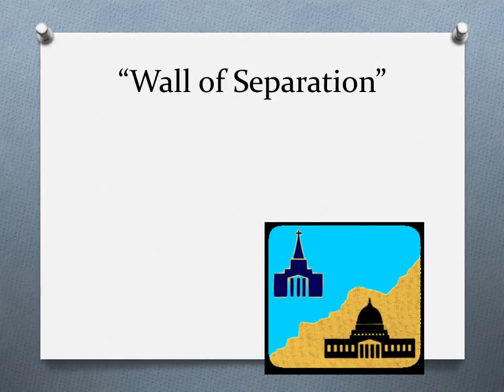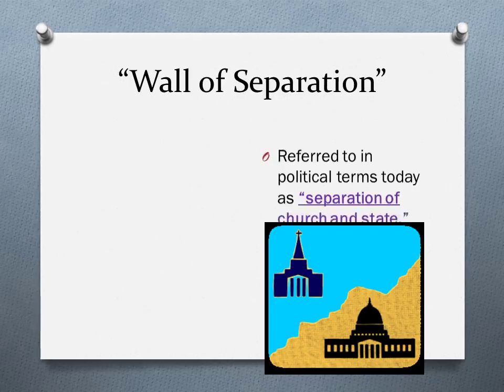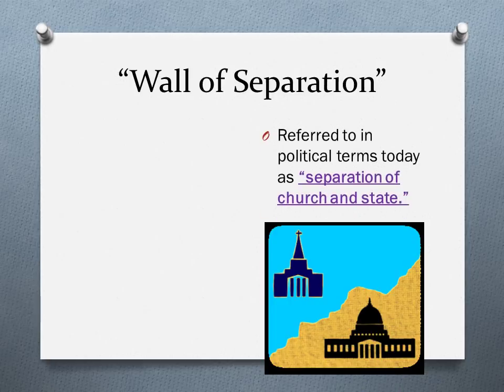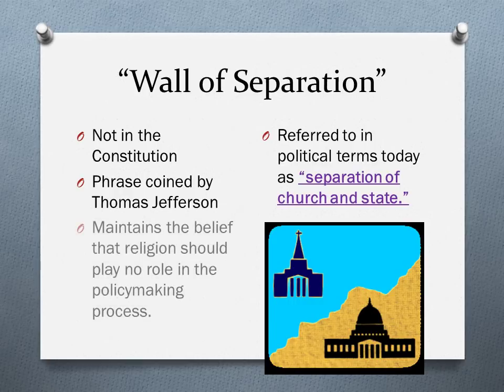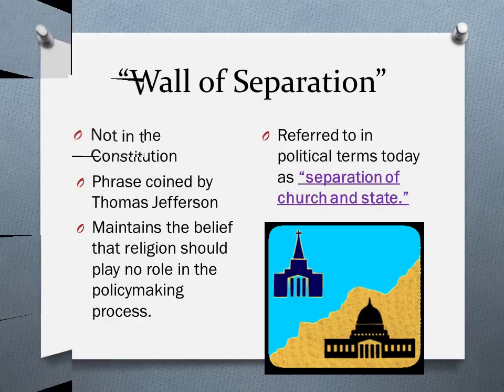A phrase that often comes up when it comes to the topic of religion is the wall of separation. In modern political terms, you may hear it referred to as separation of church and state. It is important to know that these words were not written anywhere in the Constitution, but in fact, they were part of a phrase that was first coined by our third president, Thomas Jefferson. The idea of the wall of separation is that there should be some type of division between religious beliefs and policy making, and that the two should not cross or influence each other.